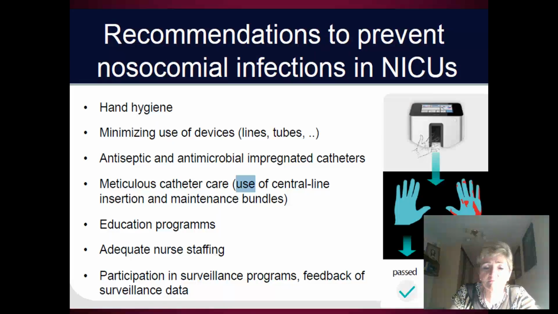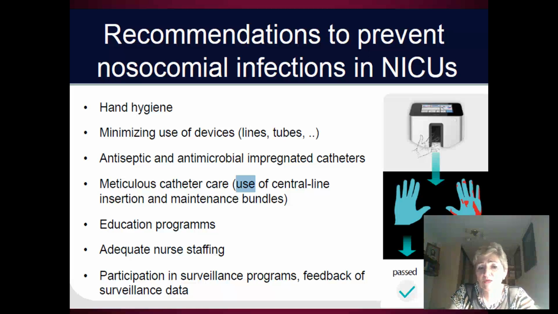Prevention of infection associated with fungal. I would like you to know the recommendations for prevention of nosocomial infection, but in first place we can see hand hygiene. Next, minimization of use of devices, intraventricular, endotracheal tubes and intravenous lines. Next, antiseptic and antimicrobial impregnated catheters. Today, we have a new recommendation about the use of this kind of catheter.